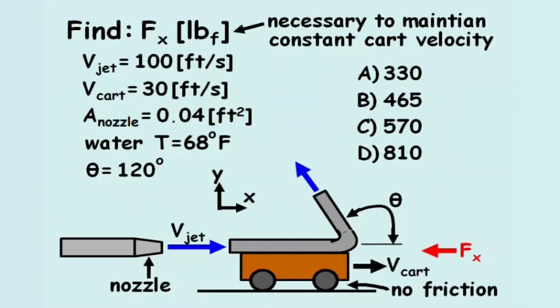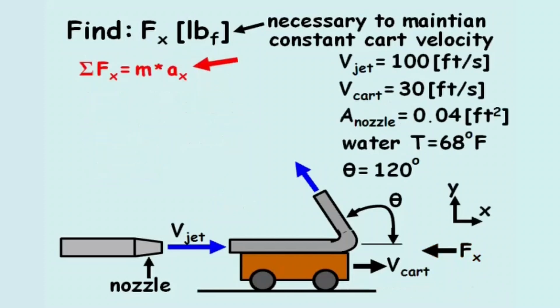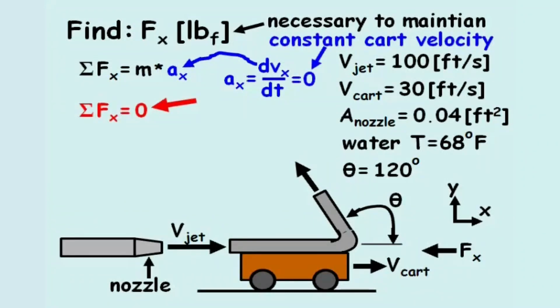From Newton's second law, we know the sum of the forces in the x direction equals the mass of the object times its acceleration in the x direction. Acceleration equals the change in velocity with respect to time. And since the problem states we're interested in maintaining a constant cart velocity, there is no change in velocity and the acceleration equals 0. Therefore, the sum of the forces acting on the cart equals 0.